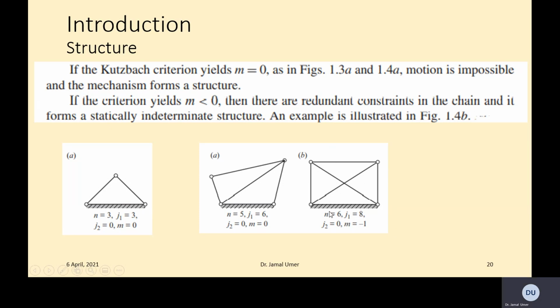So for example, this is one of the examples where we have n equal to 6. So you have 6 links. The joints are 8, we need to consider the joint for each individual link, so that's why we have 8. If you plug in, you have M equal to -1. So what does this mean? This is a structure. This is not a mechanism. But in addition to being a structure, it is a statically indeterminate structure. So you cannot determine it basically. You cannot calculate.